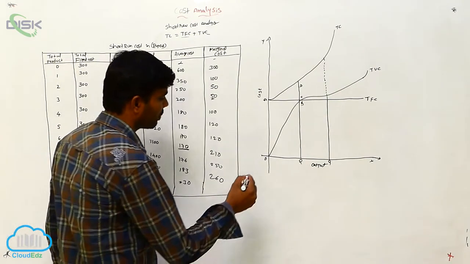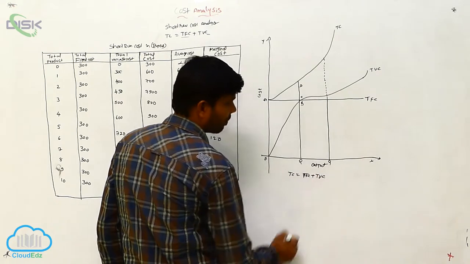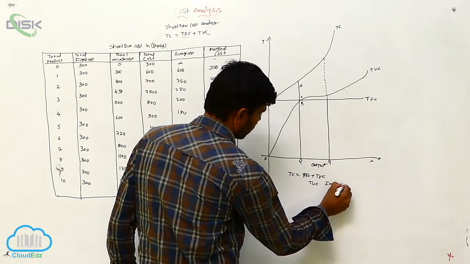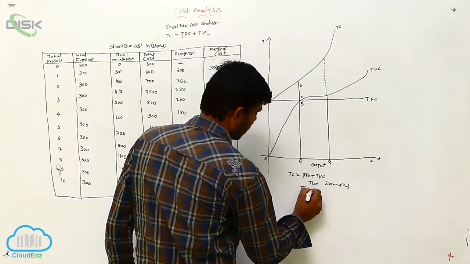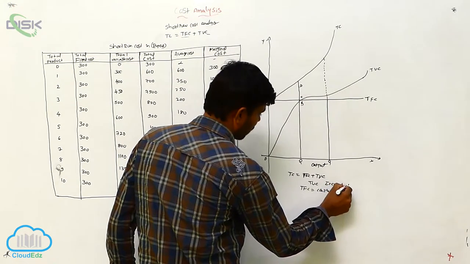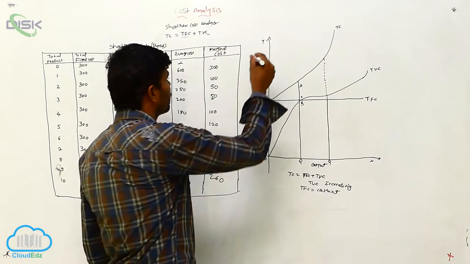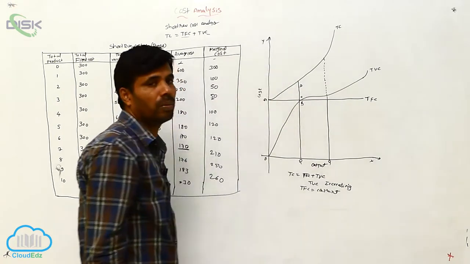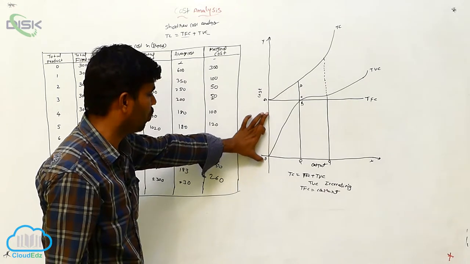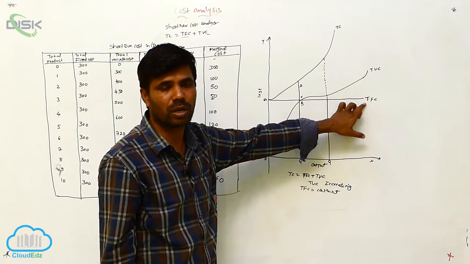But when you compare with that one, TC is equal to TFC plus TVC. Okay, sometimes TVC is increasing and TFC constant. TFC constant. Clear? That two purpose. We can show that one. OA acts from O to A. This curve indicates the TFC, meaning total fixed cost.